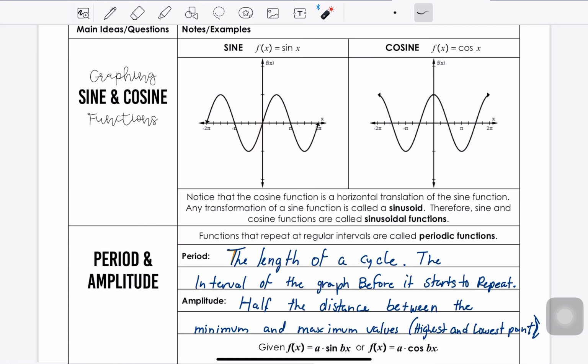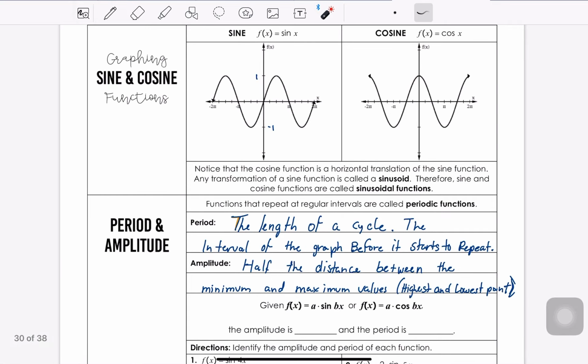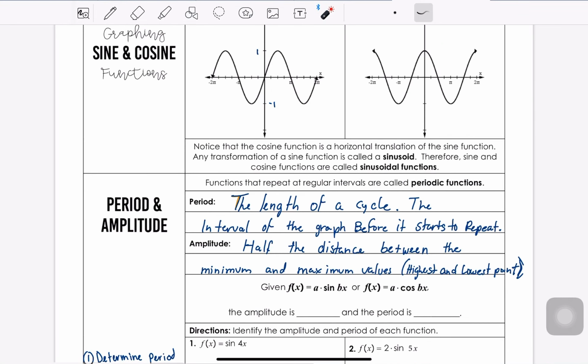So the amplitude in this particular case, if we put a number to the graph, let's say this is 1, this is -1, then the amplitude is 1. It's the distance from this point to that point. That's 1, and that's 1. So that's why they say it's half the distance between the minimum and maximum values. And I like to just refer to it as the highest and lowest point of the graph.